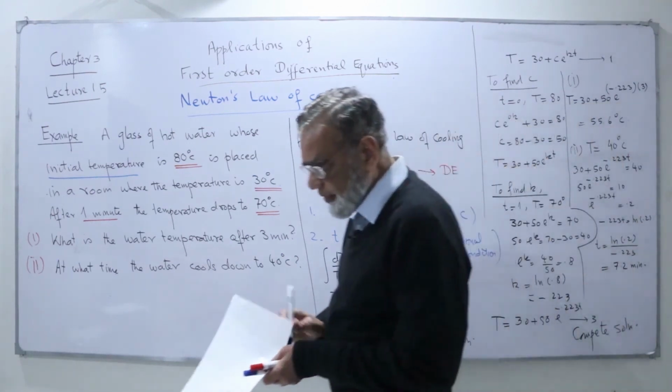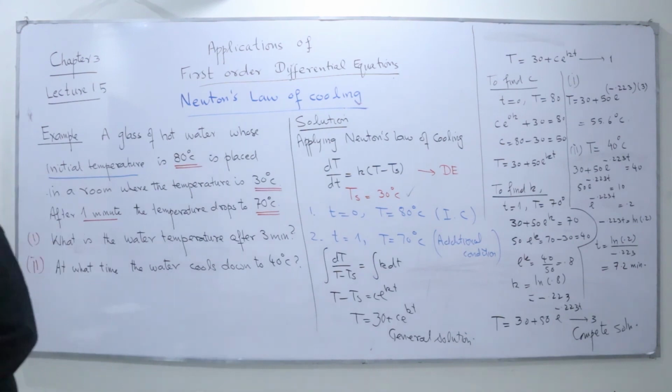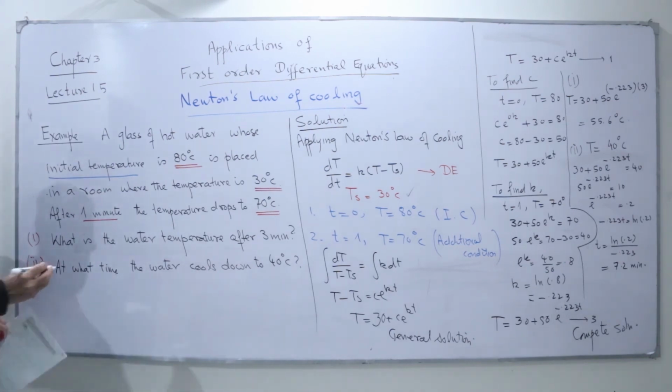So that's the idea. We have discussed that if we are given the temperature, we can calculate the time. If we are given the time, we can find the temperature. I just revise this: we need three quantities. We need Ts.